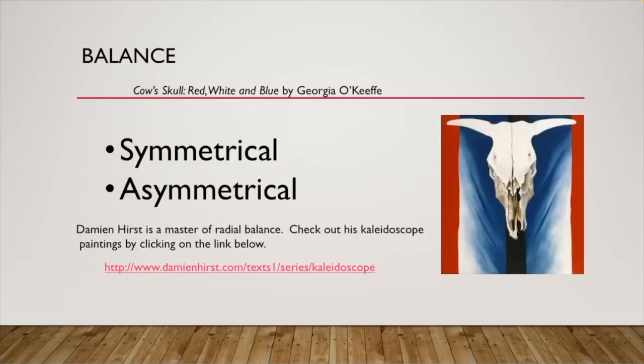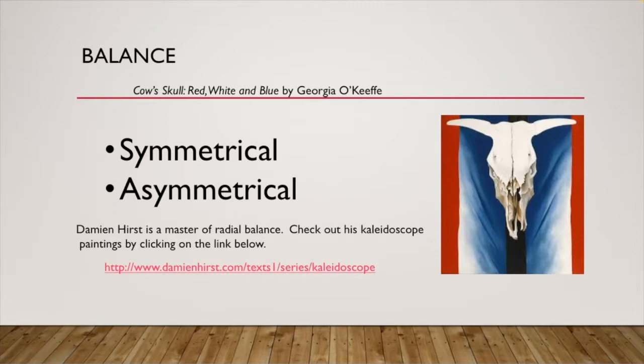When we're looking at balance in a work of art, we're going to look at symmetrical and asymmetrical balance. The piece to the right, Georgia O'Keeffe's Cow Skull Red, White, and Blue, is an example of symmetrical balance. We can draw a line of symmetry straight down the middle, and we see the same things on the right as we do on the left.